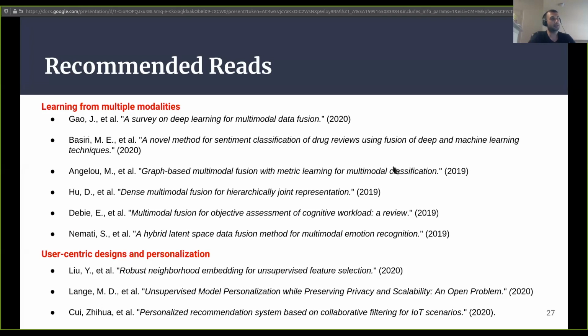For those interested in those tasks, these are some useful, very recent research that I would like to suggest. And I want to say that this is a very evolving task, both learning from multiple modalities and also designing personalized scenarios. And there is no problem solved there yet.